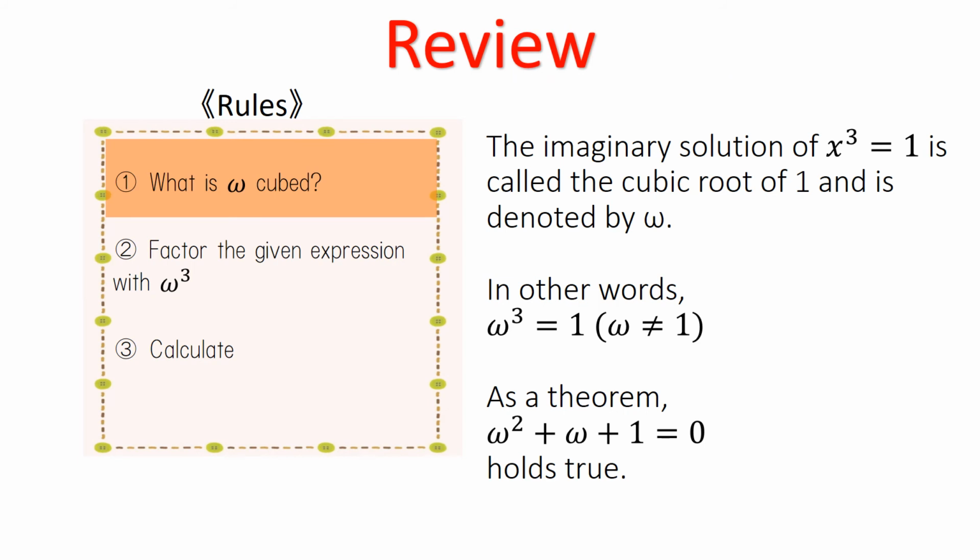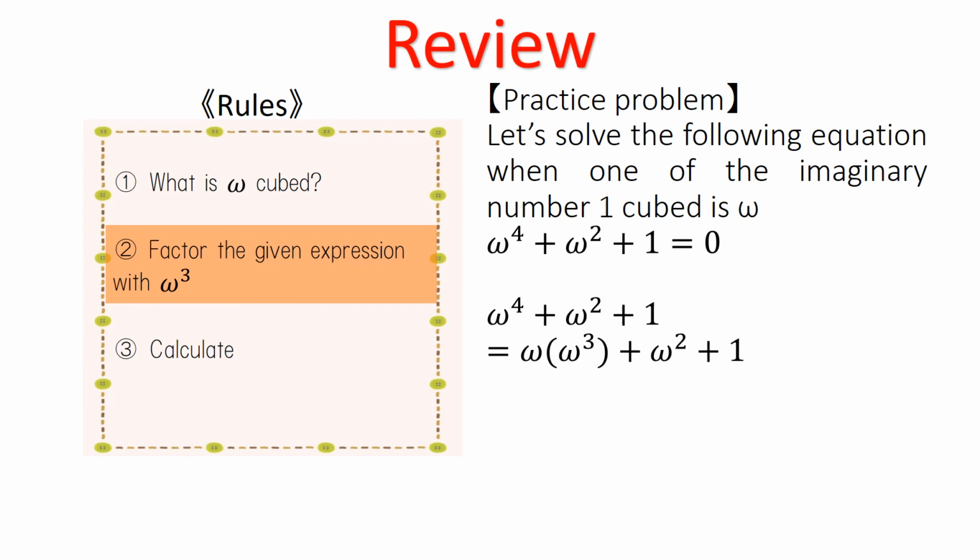Finally, let's review today's lesson. The imaginary solution of x cubed equals 1 is called the cubic root of 1 and is denoted by omega. By definition, omega cubed equals 1, and from it we can derive omega squared plus omega plus 1 equals 0. We then use these formulas in our problems.